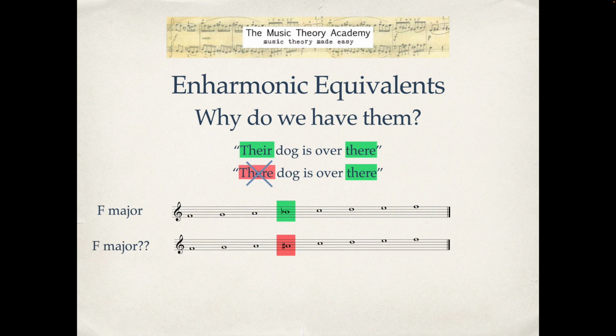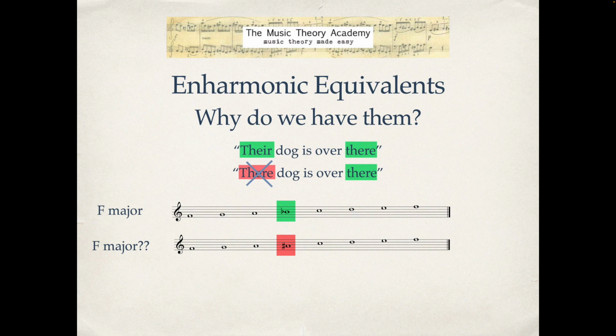Now if we decided we wanted to call this A sharp instead of B flat, it would sound the same. Here it is. But it would look strange because we'd have F, G, A sharp, C, D, and we'd be like, hold it, we've not got a B. Where's the B gone? We've missed out the B. It no longer looks like an F major scale. So clearly it's got to be a B flat.